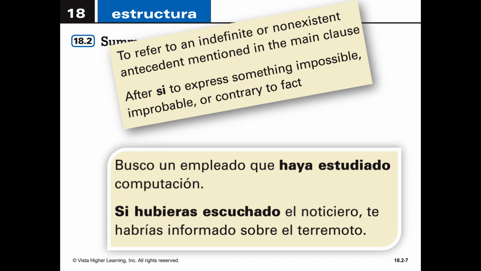And then let's go to the example of si hubieras. That's a si clause, and it is expressing something improbable or contrary to fact. In this case, it's contrary to fact. Si hubieras escuchado el noticiero, if you had listened to the news, you would have known about the earthquake. Okay, so that person didn't find out. So therefore, it's contrary to fact, and it's after a si clause. So in a nutshell, those are the instances where we will use the subjunctive tense.